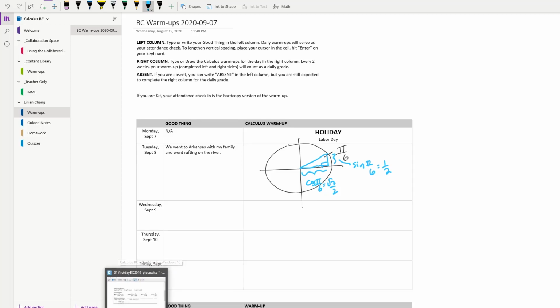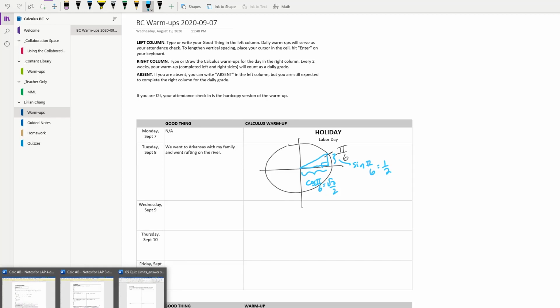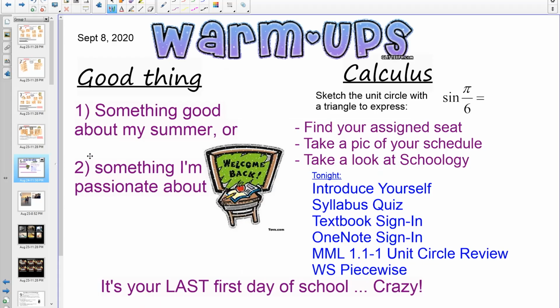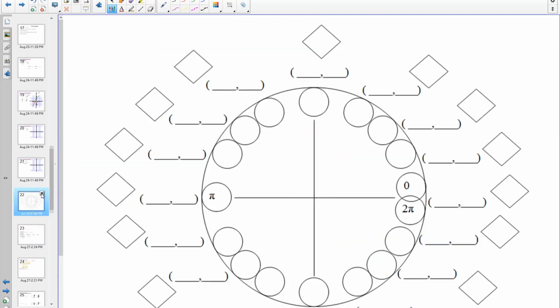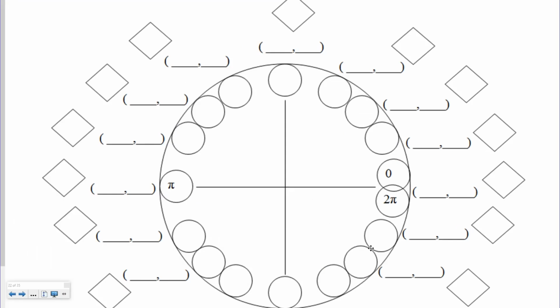So on your guided notes, you're expected to do a unit circle. Let me pull up the unit circle here, and I'm going to walk you through a little bit of it. You can look online to find a lot of this, but this is pi over 6 here, right? And you have pi over 3 here, pi over 4 here. This is pi over 2. Remember, we're not going to do degrees. These are all radians. 0 is right here.